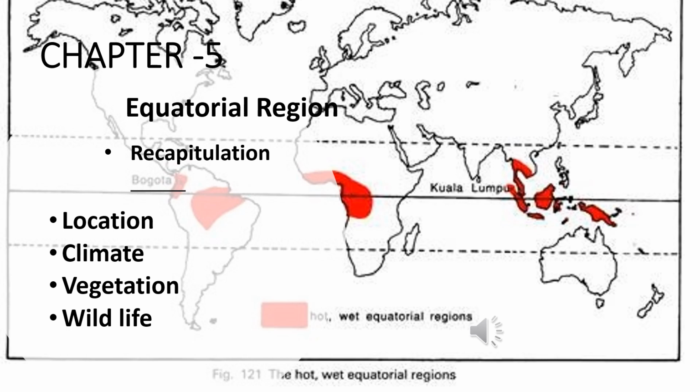Let us recapitulate quickly. We had learned where the equatorial region is, what type of climate is in the equatorial region, what type of natural vegetation exists in the equatorial region, and the animals' life in the equatorial region. Today, we shall learn about human life.